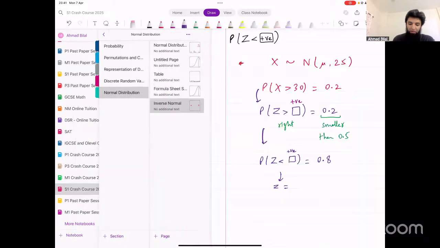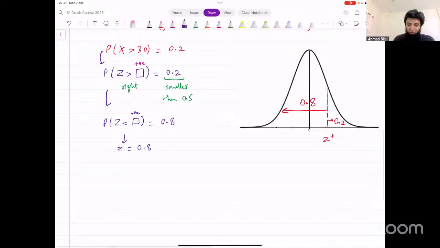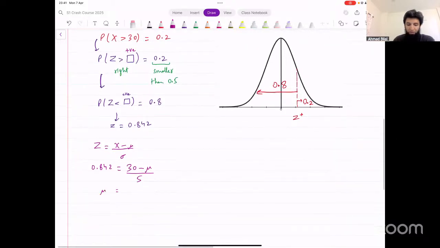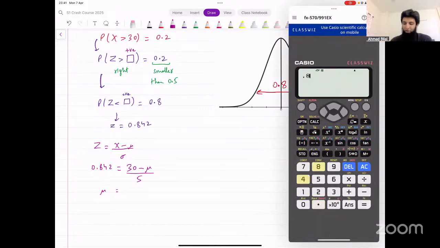You input that here. You say Z is 0.842. Now you use the formula. The formula is Z equals X minus mu over sigma. Input values in this: you have the Z value, that's 0.842. X value was 30 minus the mean, that's what you have to find out, divided by sigma, which is 5. And that will give you the value for mu. So, 0.842 times 5, and then 30 minus the answer. That is 25.79. And that's what we were looking for. That's the mean of this distribution.